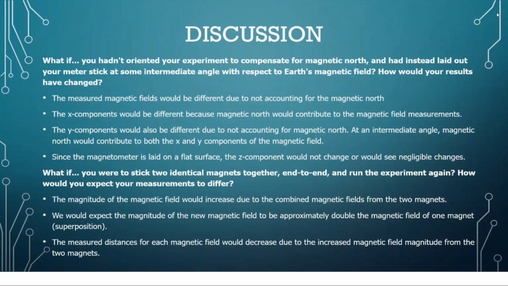If I were to stick two identical magnets together end to end and run the experiment again, the magnitude of the magnetic field would increase due to the combined magnetic fields from the two magnets, and we would expect the magnitude of the new magnetic field to be approximately double the magnetic field of one magnet due to the law of superposition, and the measured distances for each magnetic field would decrease due to the increased magnetic field magnitude from the two magnets.